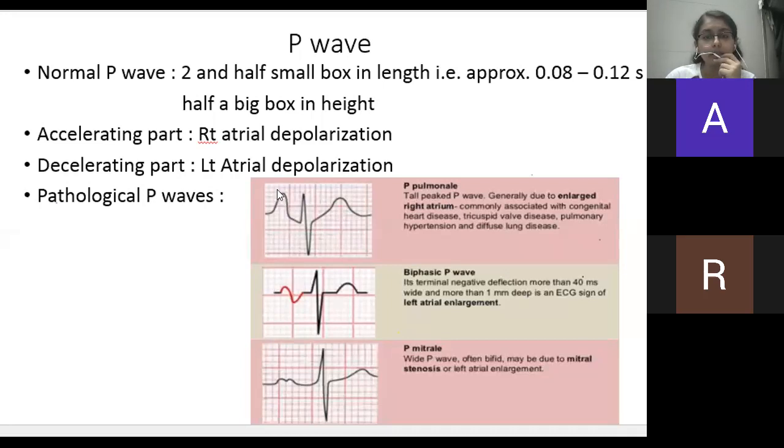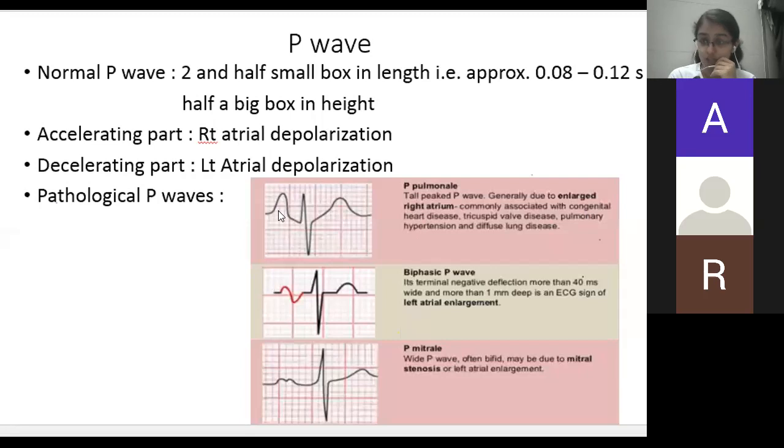And the decelerating part is for left atrial depolarization. Okay, now there are pathological P waves. The pathological P waves are P pulmonale, because there is pulmonary congestion.